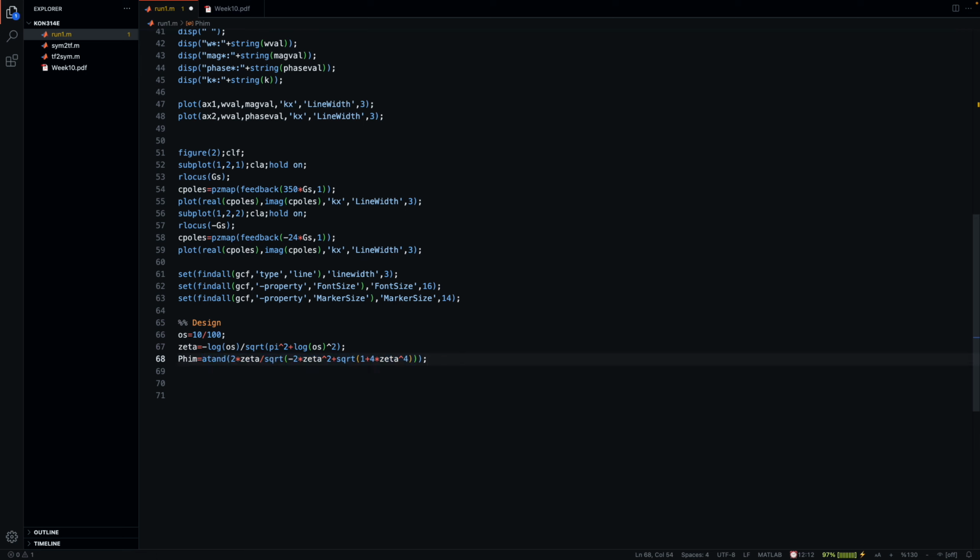There's an alternative formula, or alternative way of doing this, which is 100 times zeta, which is way simpler than the one here, but you can use both of them. Now we know that zeta is 0.59 for 10% overshoot, so 100 times that will give us 59 degrees. So what this means is that we will need a distance of 59 degrees. So since we are looking at minus 180 degrees, if we add them together, we will get something like the following. Let's see what it is.